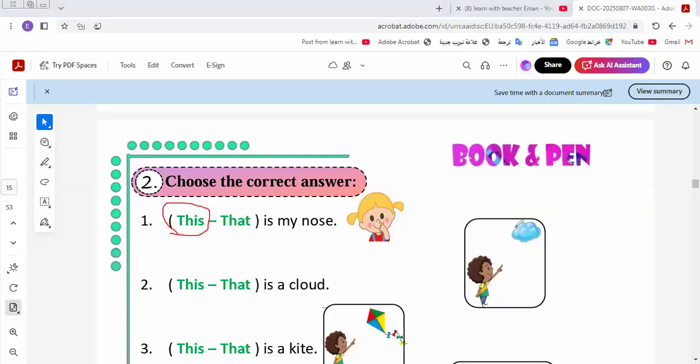Here is a cloud. Is the cloud near from us? No, the cloud is far. So it will be here that. This is a, this or that, a kite. The kite is far from me. This boy is referring to the kite. The kite is far, so the answer will be here that. Let's continue the rest of this exercise.